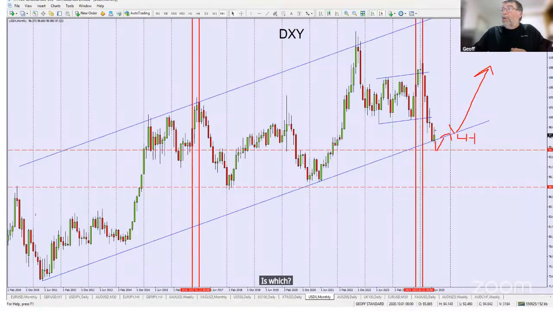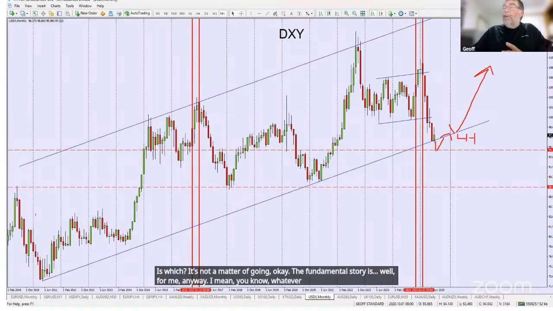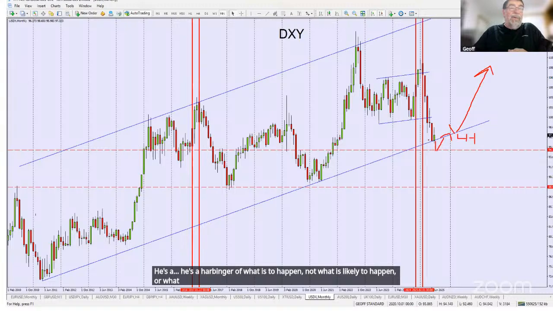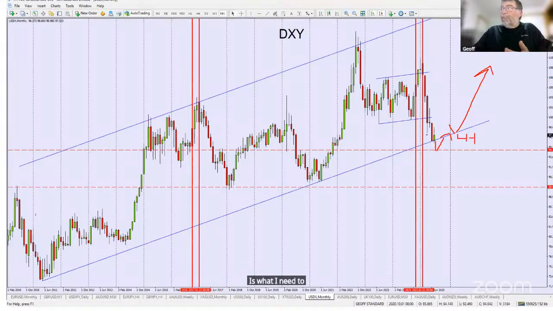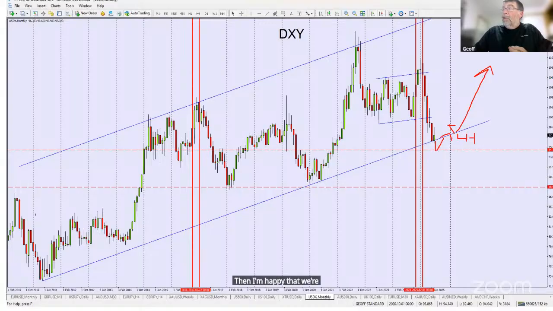It's not a matter of going, okay, the fundamental story is, well, for me anyway, whatever floats your boat. But for me, I've got to be very confident that what has happened is a harbinger of what is to happen, not what is likely to happen or what could possibly happen. I need to trade what I see. And if I see that break and retest without coming back into this area here, then I'm happy that we're going that way. But if it does come back in here, I'm happy we're going that way.